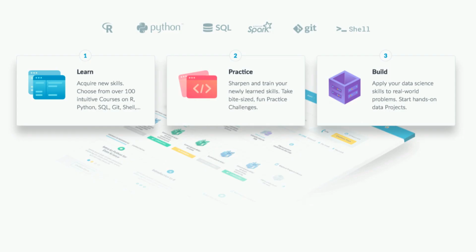If you think about our learning philosophy, really, we expect learners to go through a three-step iterative process of learning, practicing, and building. And that is based on both research on how people learn, as well as on our own data, and our goal to create a really fun and engaging learning experience.